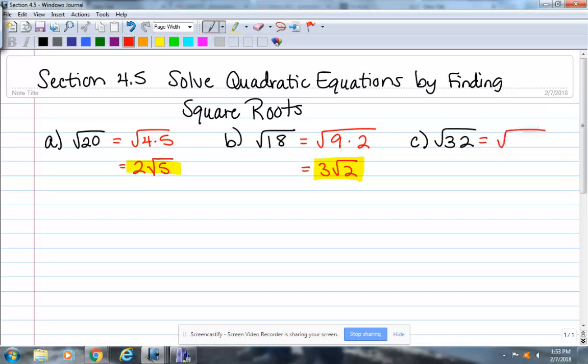So this is 16 times 2. And what is the square root of 16? Pull it to the outside, and that leaves a 2 on the inside, so it's 4 radical 2. Any questions? Okay, so those are all just simplifying the little singular ones.